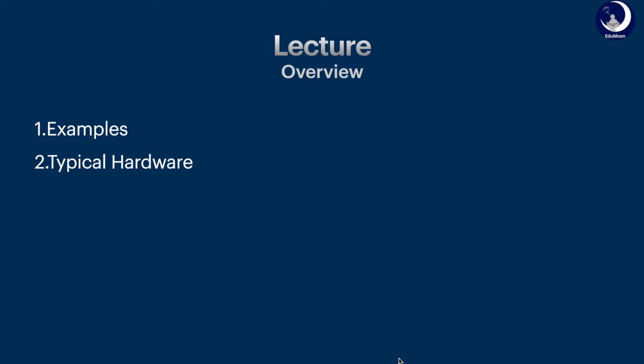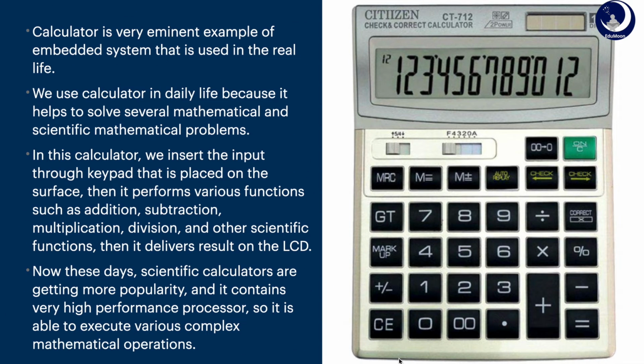Examples are very simple. You can consider a calculator as one of the most eminent examples of an embedded system. I don't need to explain much regarding how a calculator works. It's very simple. A calculator is a device which performs mathematical operations. And these days we are even getting scientific calculators, which are becoming more popular because they have very high performance processors. That's the reason they are able to execute various complex mathematical operations. So yeah, a calculator is one of the most eminent examples of an embedded system used in real life scenarios.